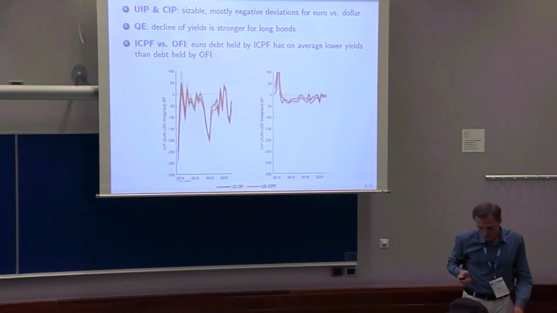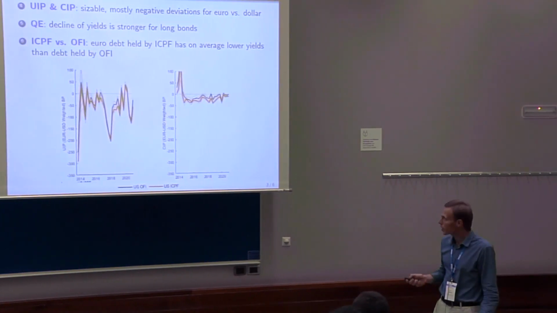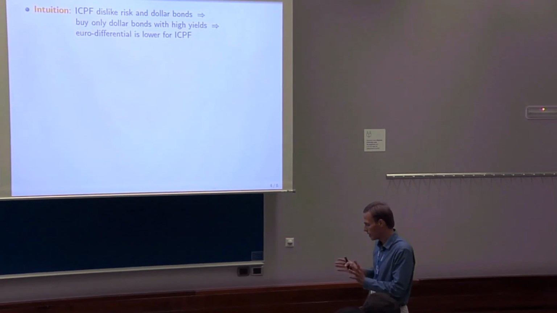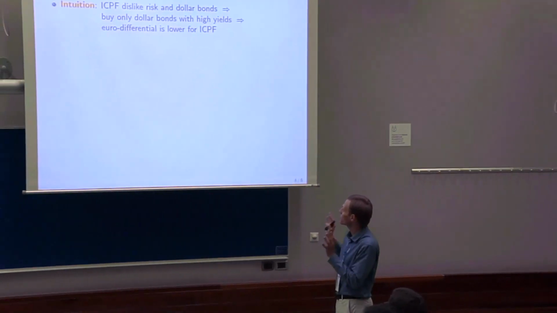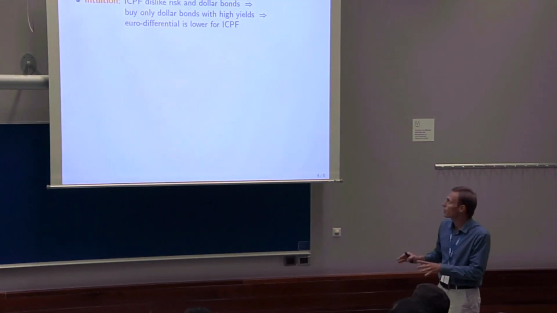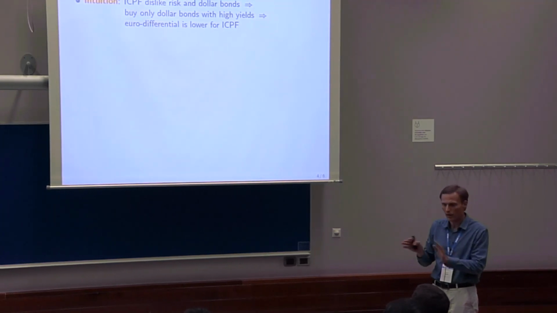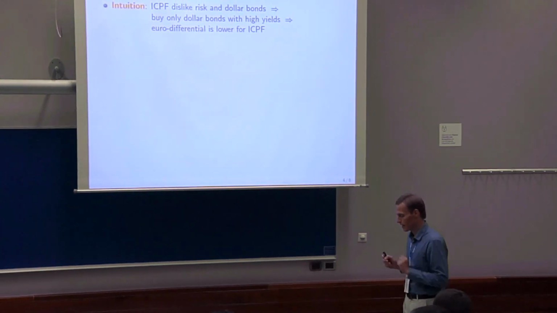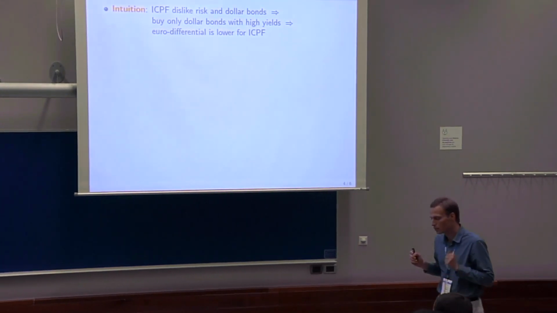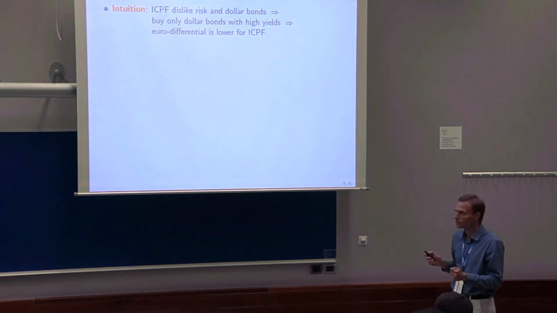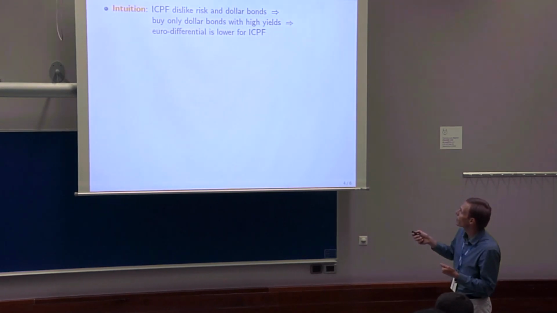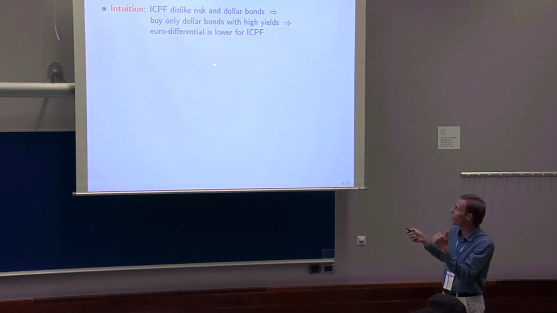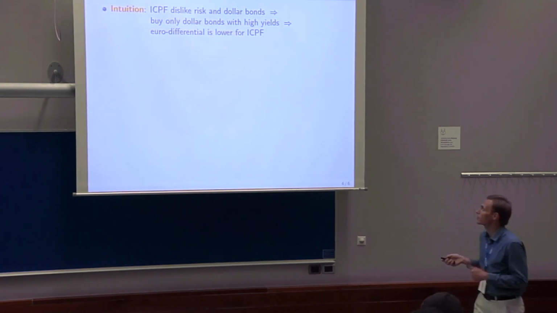And my first comment, effectively my question, is how do we interpret this, right? I think the intuition that the paper presents is something like this. These pension funds don't like dollar bonds, they don't like risk. That's why they are holding mostly euro bonds, right? So to force them to buy any dollar bonds, these dollar bonds should have very high yields. And so in equilibrium, we expect the dollar bonds held by these pension funds to have much higher returns, and as a result, the euro differential is much lower, right?